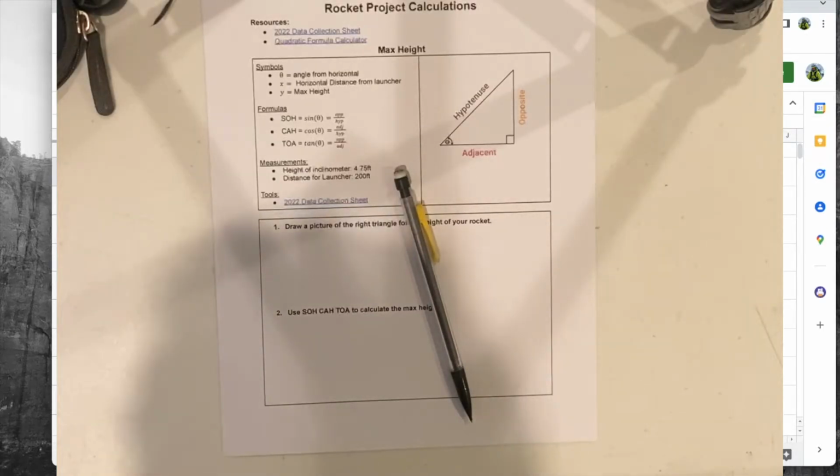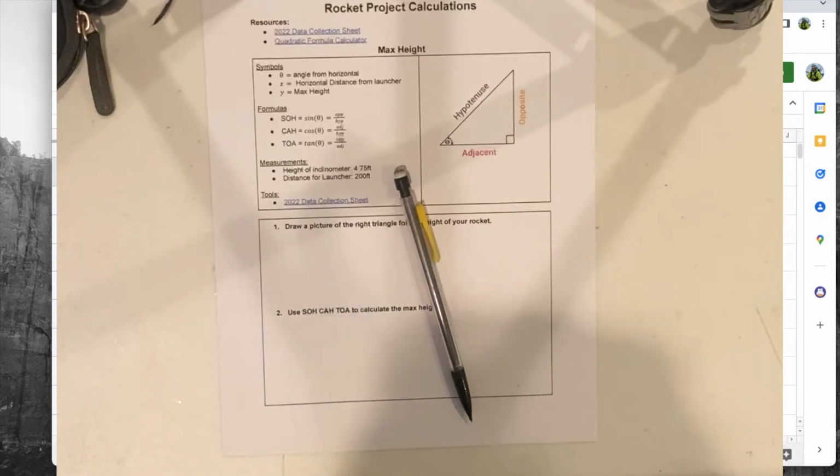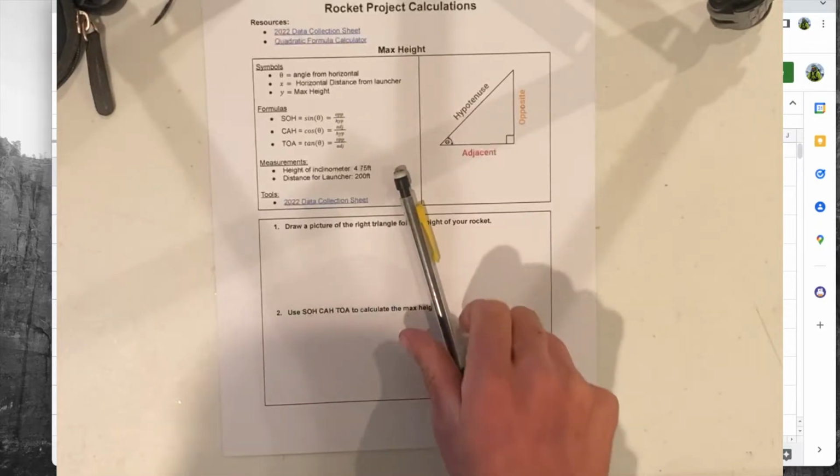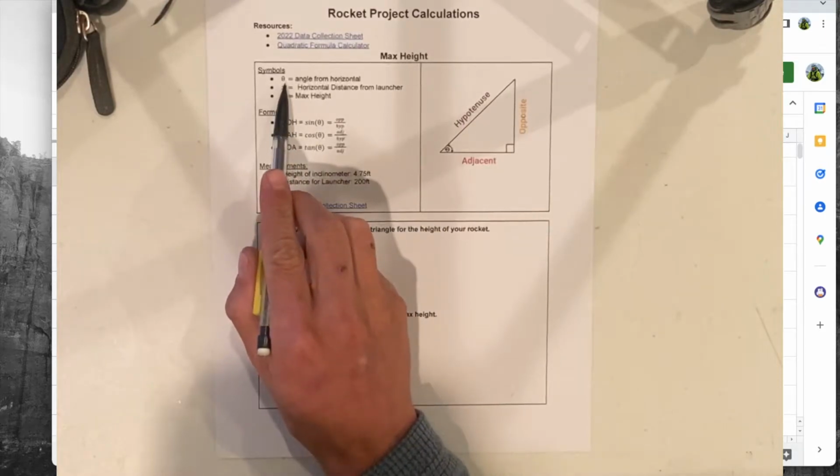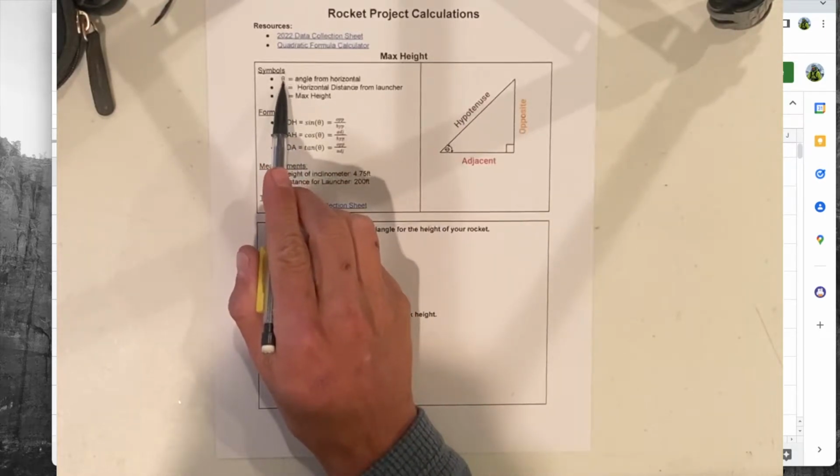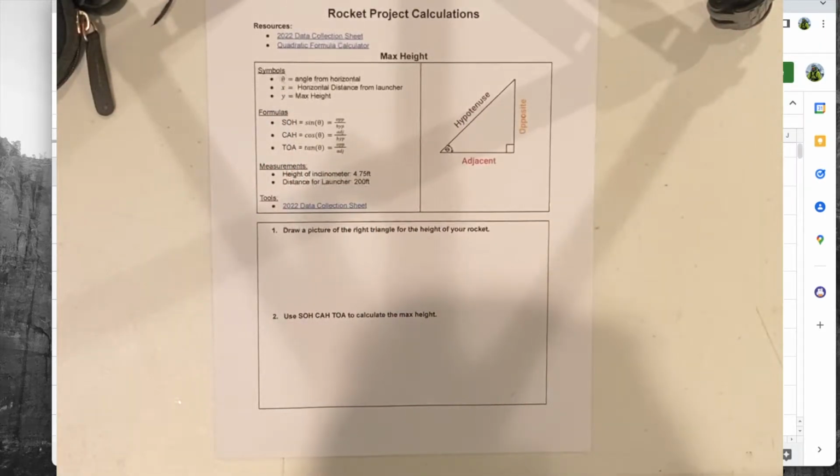And then if we go back to the actual calculation sheet that we're going to be working on, the symbols that we need to know are this symbol right here. That symbol, that little weird circle with the line through it, that's called theta. That's going to represent our angle from horizontal. And then X is our horizontal distance from the launcher. And then Y is our maximum height.